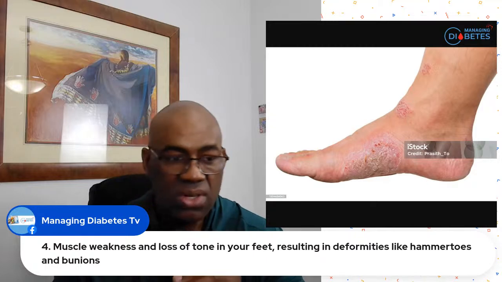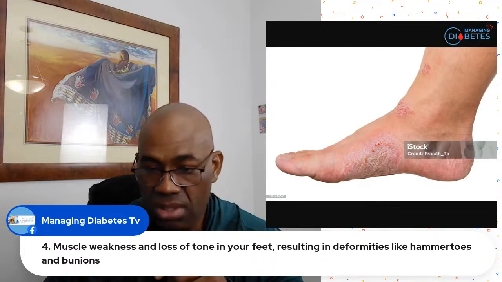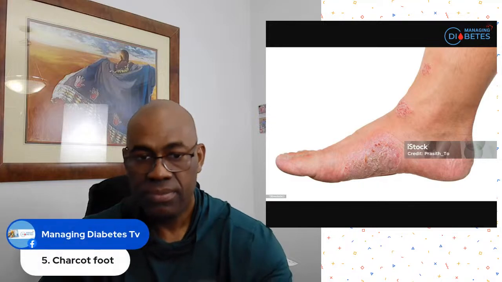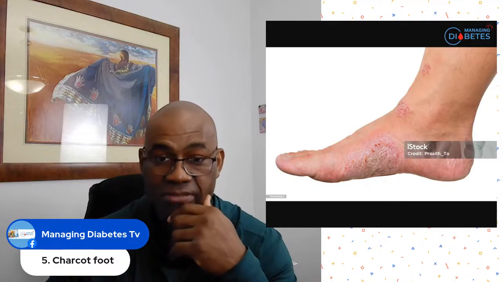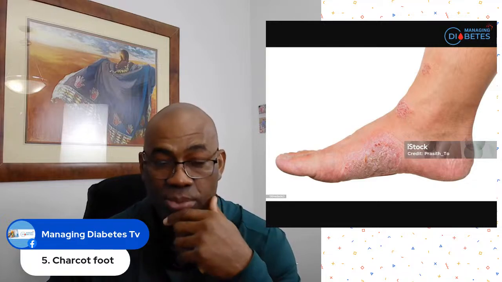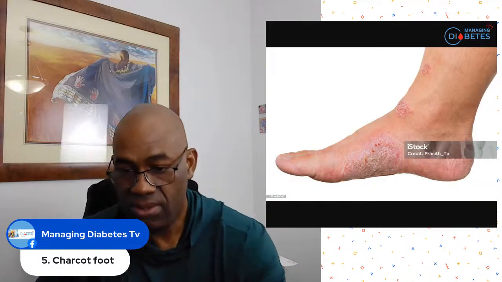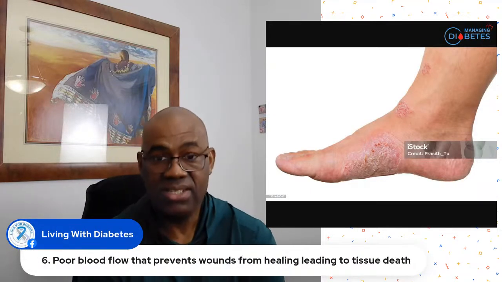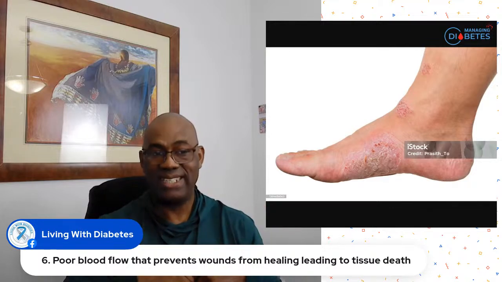Okay, and then we'll go to number 5. What happens if you develop what is called Charcot foot? Number 5, you develop what is called Charcot foot. And that's going to lead you to have PAD, peripheral artery disease, because of lack of blood flow in those areas, which is number 6, the final one. You have PAD, a peripheral artery disease, because of poor blood circulation. All right, so this is what happens when you have untreated diabetic foot.